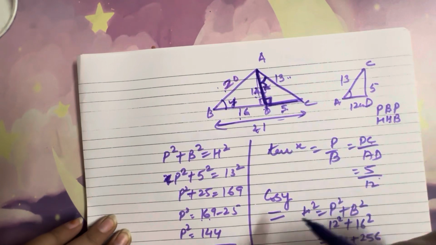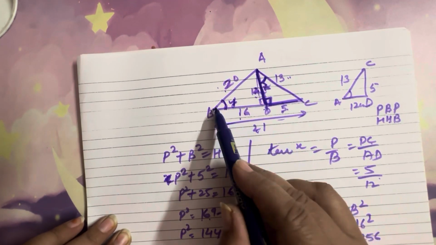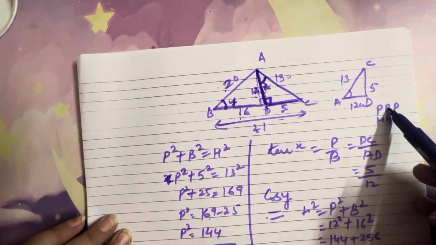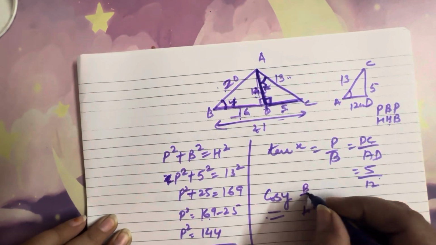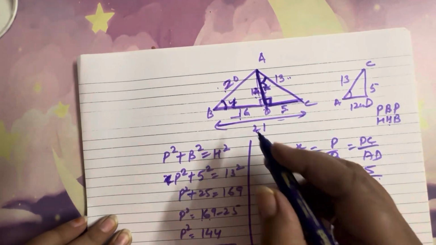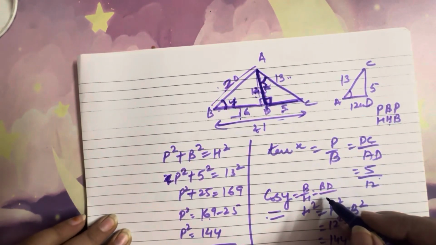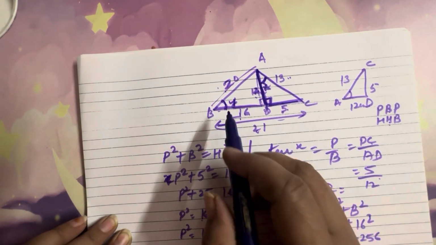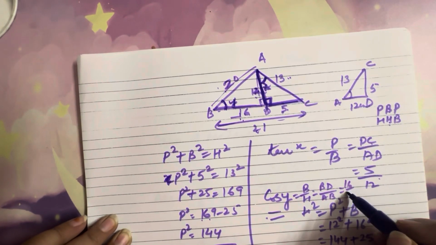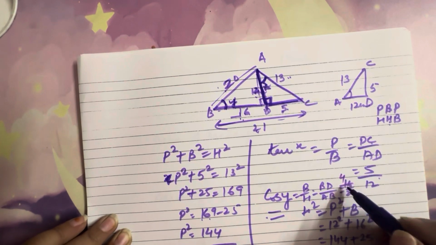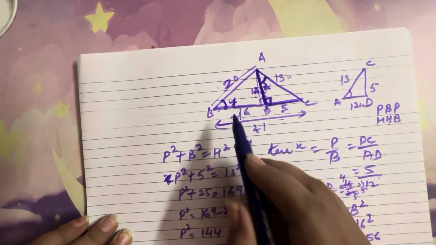Now we know that cos y is the angle, so that means 12 is the perpendicular and this is the base. So base by hypotenuse, base is here. Base is BD and hypotenuse is AB. So BD will be 16 by 20. We can simplify it, 4 by 5. So 4 by 5 is the answer for this. Okay.